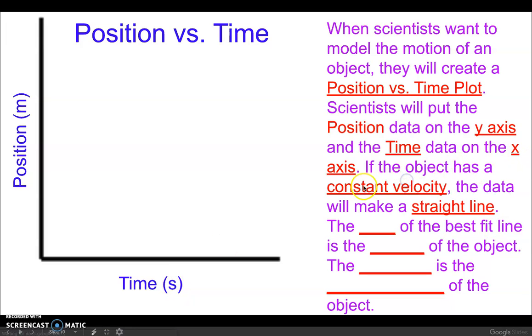If the object has a constant velocity, so if the object is moving at the same speed, the data will make a straight line. So in other words, if the speed isn't changing, the data will be in a straight line. So here we can see this object will be moving at a constant velocity because the data points all make a straight line. Right? We can put a straight line through the data points.